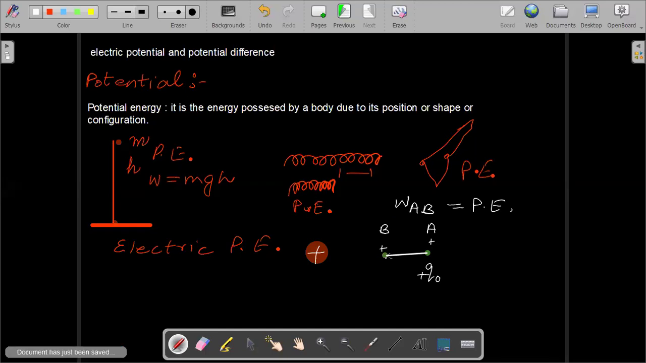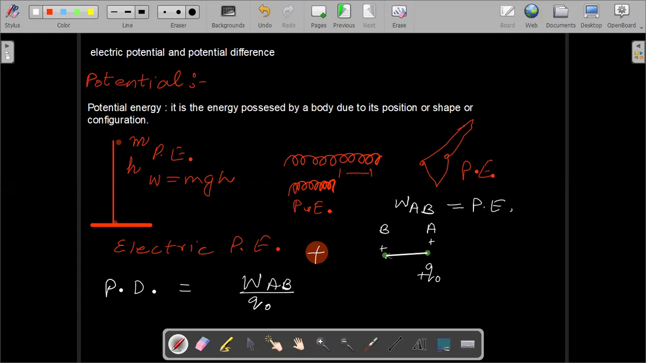But what is potential or potential difference? The potential difference, which we generally write as PD, is equal to the work done from point A to point B per unit charge. This is potential difference. So there is a difference between potential and potential energy. Understood the two terms? Yes, potential and potential energy are two different terms.